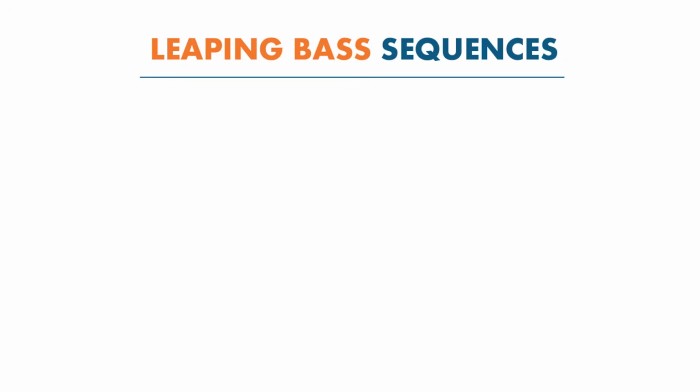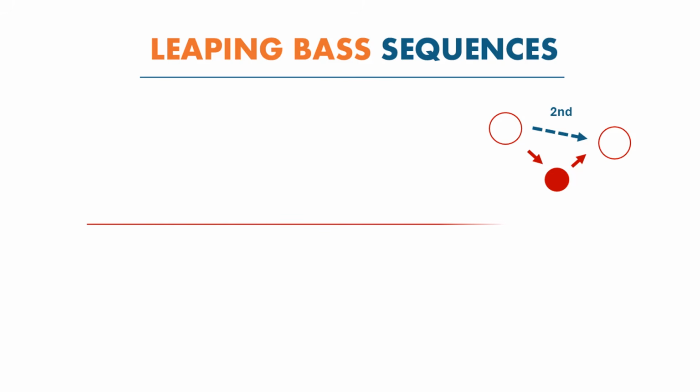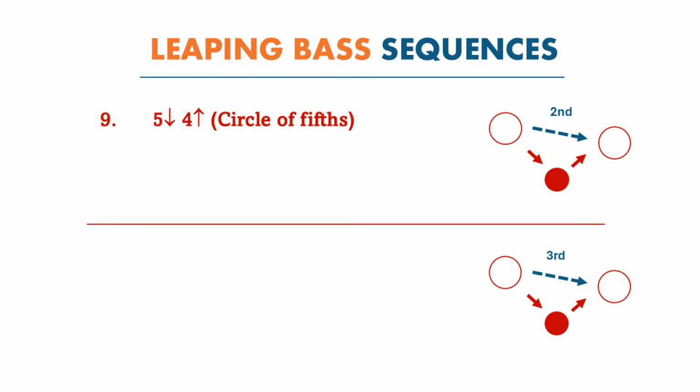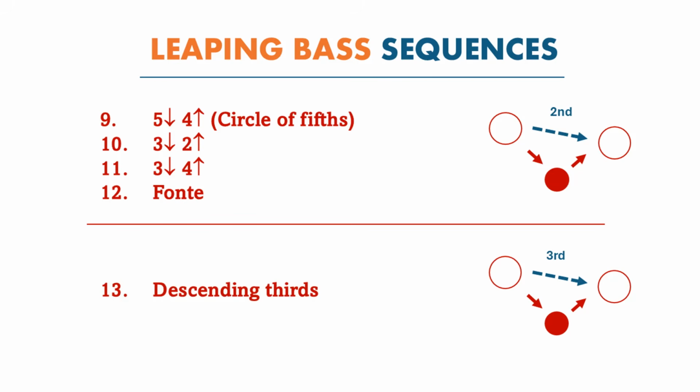Let's talk about leaping bass sequences. I distinguish two main groups. First, those in which every two bass notes are a second apart, and second, those in which said notes are a third apart. In the first group, we've got the down 5 up 4, also known as the circle of fifths, down 3 up 2, down 3 up 4, and the fonte schema. In the second group, we've got the descending thirds and the leaping romanesca. Apart from this, other types of sequences are also theoretically possible, such as the down 3 up 5 or down 2 up 5, but they are uncommon in classical music, so I leave them out for now.